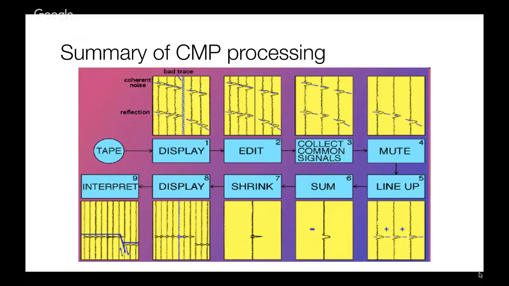You can do other things with it, like increase the gain. But mostly you do this for each of your common midpoints and you combine them into an overall section, and then you can interpret the section to see offsets, such as a fault in your interface.